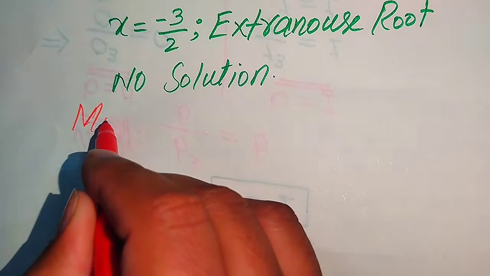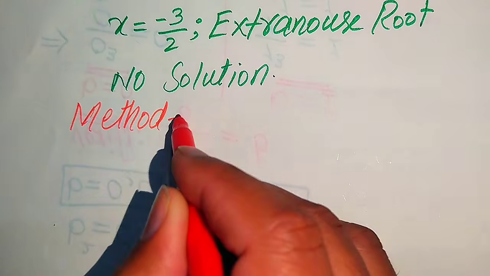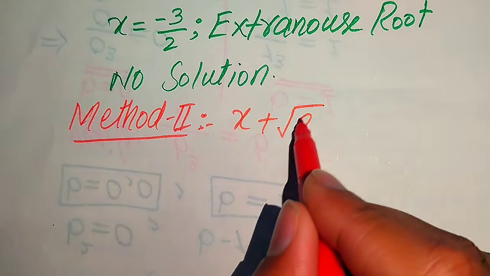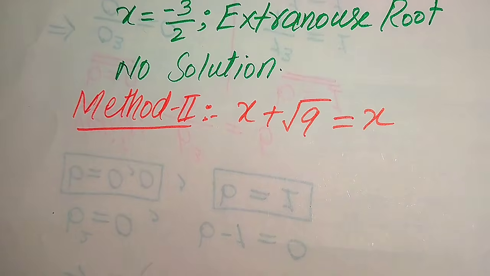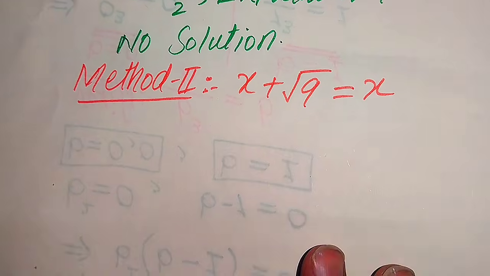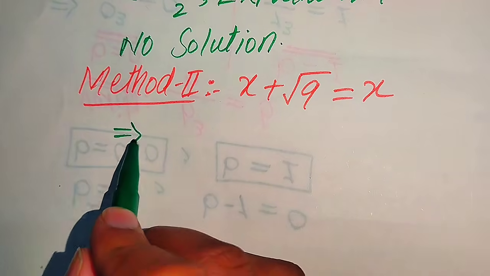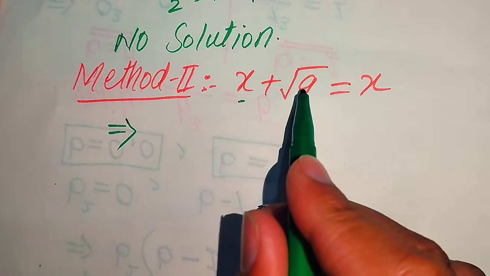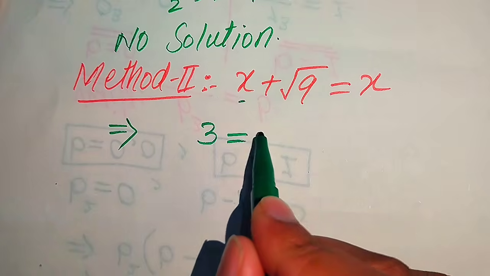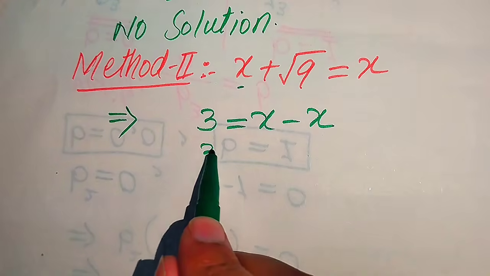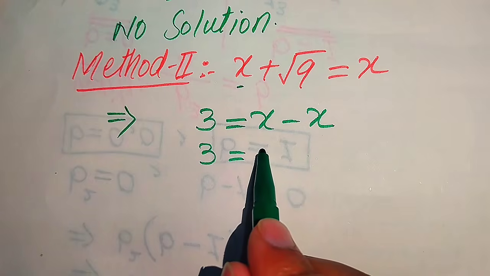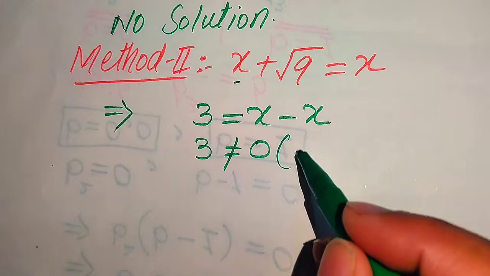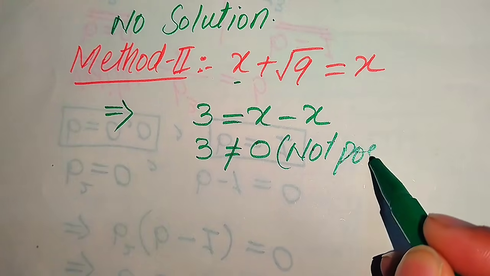Now we again solve this problem by the second method, and for the second method we need to copy down the given question statement. Here it is: x plus square root of 9 equals x. In the second method we directly solve this problem and directly conclude about the solution of this problem. Here you see that we move this x to the right hand side, and we know that the square root of 9 becomes 3, equals x minus x, and we easily get 3 equals x minus x, which becomes 0. And you see here that 3 is not equal to 0 in general, or in other words, it is not possible.